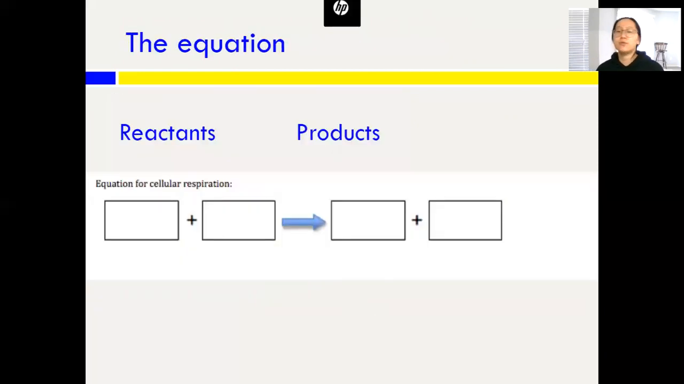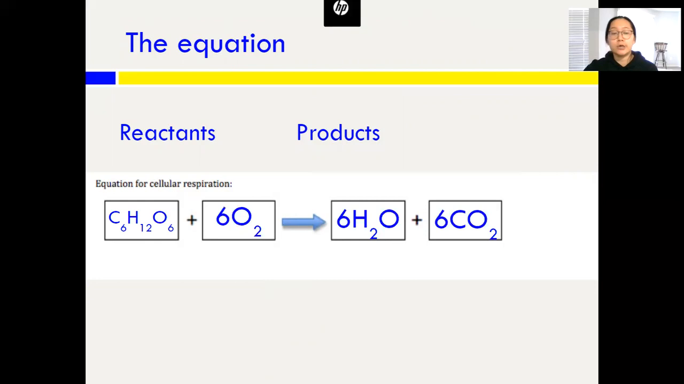So our equation for cellular respiration is C6H12O6 plus 6O2 makes the products of 6H2O and 6CO2. Looks similar to the photosynthesis one, except it's completely reversed. And again, take into account, there's no light energy involved in this one. But you are producing ATP on the product side, which is the most important part.